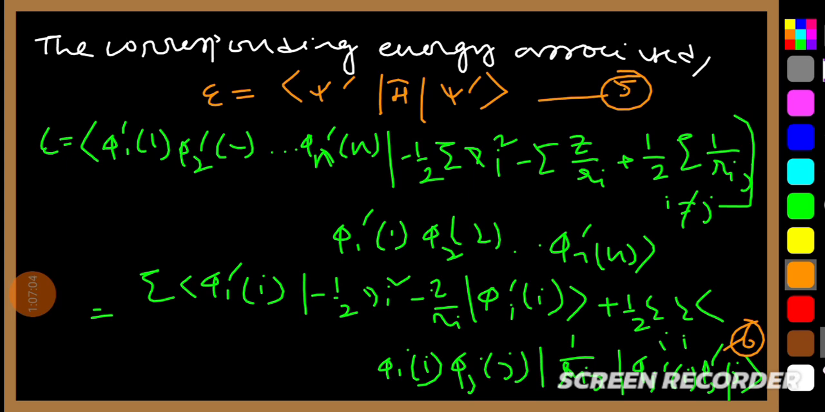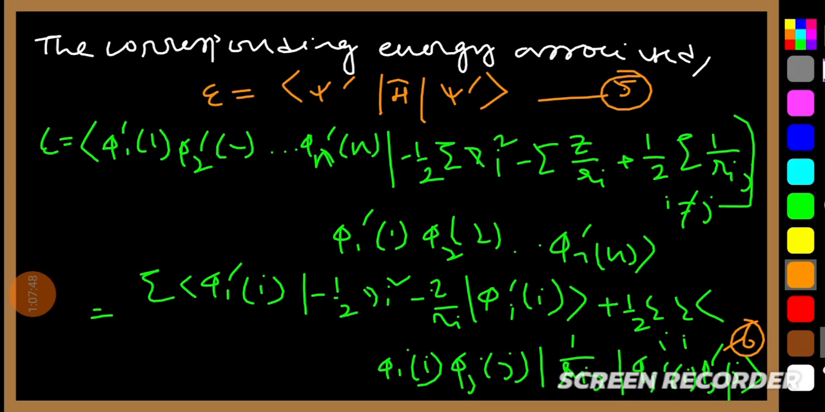And in this way you get epsilon equal to within a Dirac bracket phi 1 dash of 1, phi 2 dash of 2, up to phi n dash of n, then mod value, that is minus half summation of the Laplacian squared of phi i, minus summation of Z by r suffix i, plus half of summation of 1 by r i j, bracket close, where i is not equal to j, that is phi 1 dash 1, phi 2 dash 2, up to phi n dash of n, Dirac bracket close. I will give the study material for this, don't worry, okay? I am not getting time but I will give it, no problem.